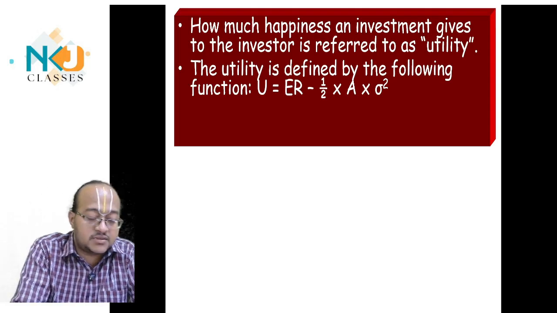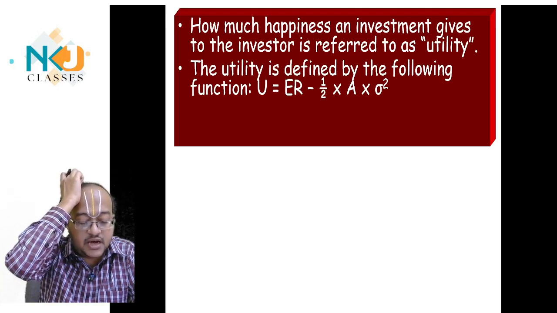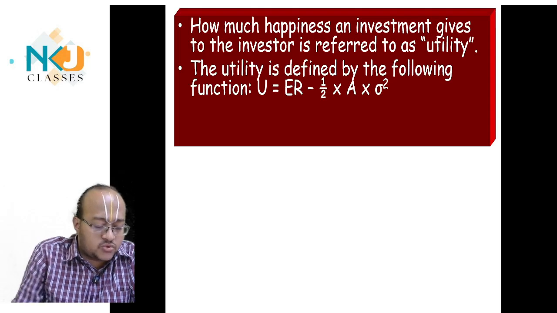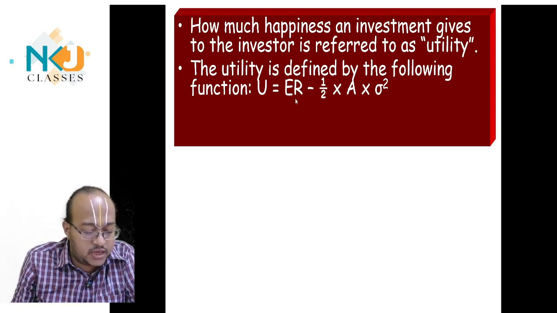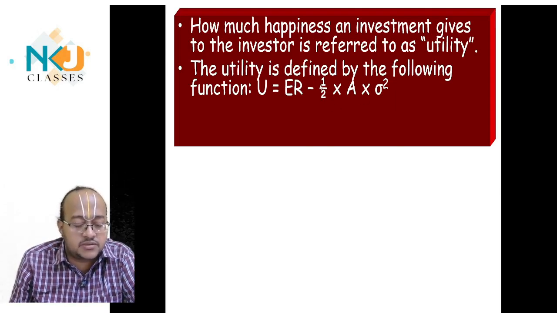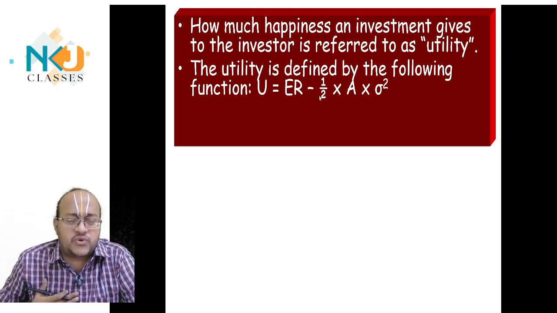That is why minus we are doing. Understood? ER, expected return, minus half into A into risk square. Okay? You can put it into bracket also. Half into A into sigma square. These are negative terms, negative variables. Expected return is positive for us.